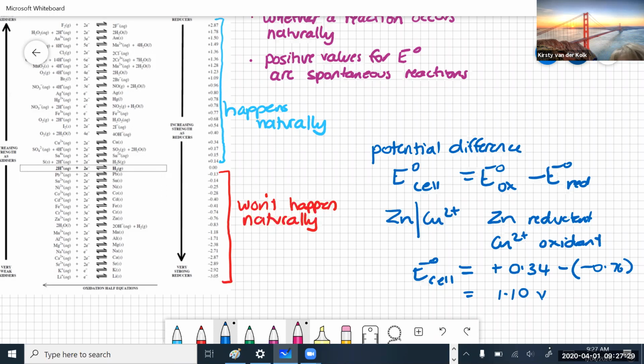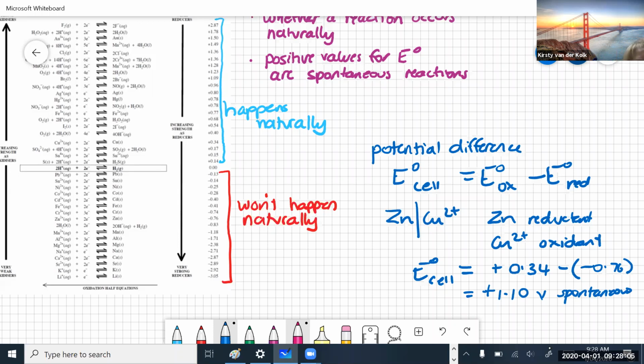Did I get that right? Yep. So 1.10. So what we're looking at here is that this is a positive value, and therefore that's going to be spontaneous. That means as soon as we connect them, the electrons are going to flow.